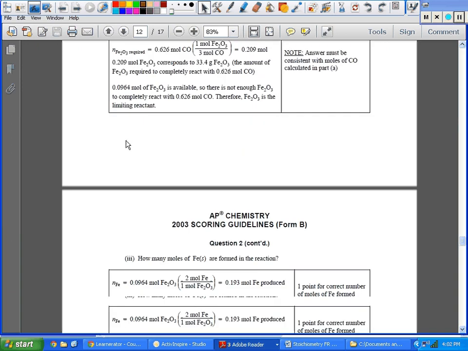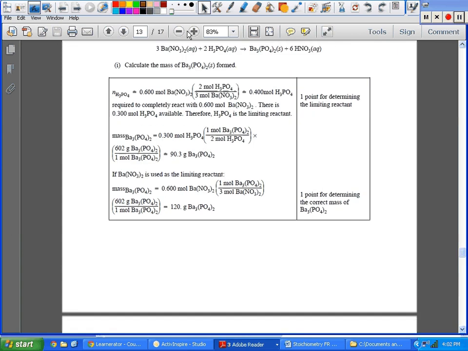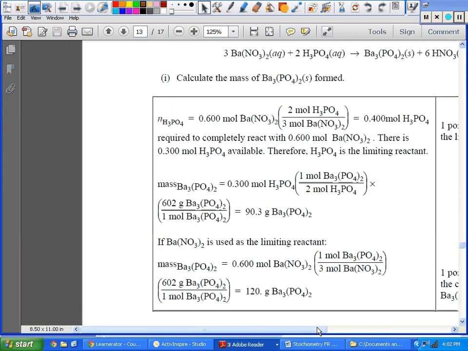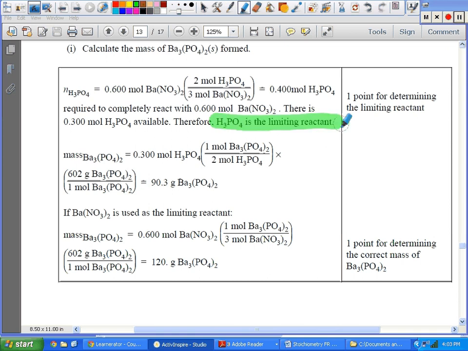All right, here's their answer. All right, so here's the question. I just want you to pay attention for just a second, okay? What they did is they determined, and I'm just going to show you this part of it, H3PO4 is the limiting reactant. Okay, we've already determined that. Notice what they did. They took the moles of phosphoric acid. They went mole to mole. Do you agree? And then they went mole to gram, and there was the answer. Exactly what you calculated.